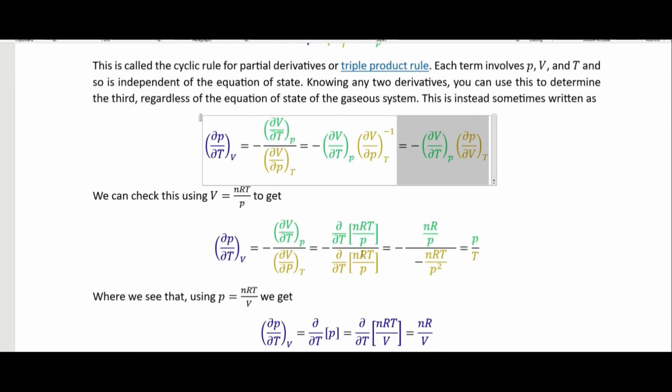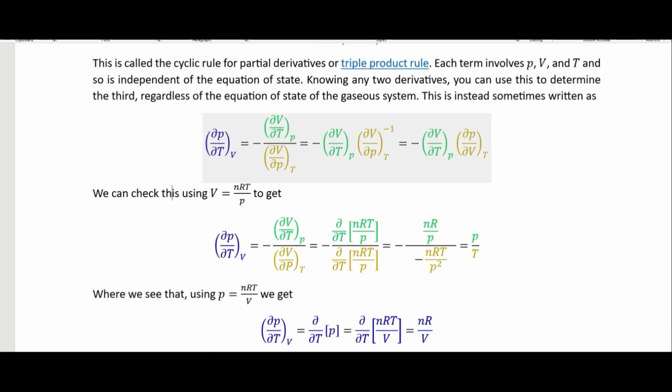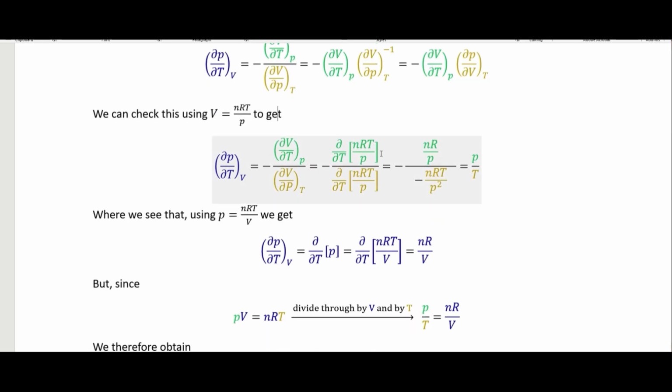And we can check that this actually works. So these are both partials of volume with respect to temperature and then pressure, and so we can see that because volume is equal to nRT over P, if we want to put those in right here for the volume, then what we end up with is nR over P divided by negative nRT over P squared, and so that gives us P over T for this derivative right here.